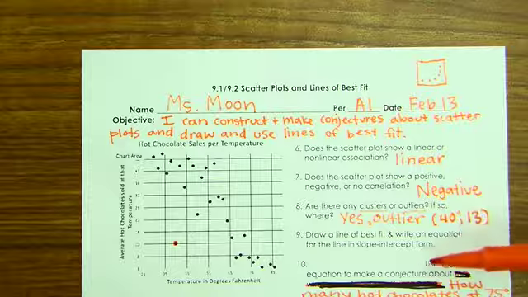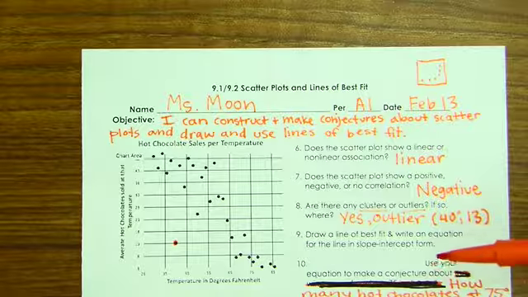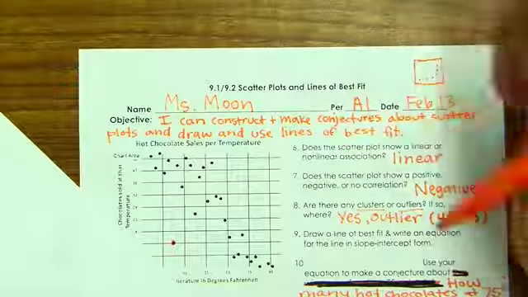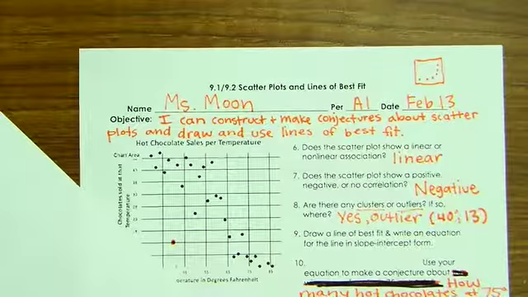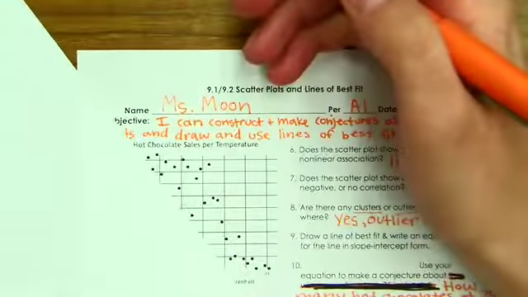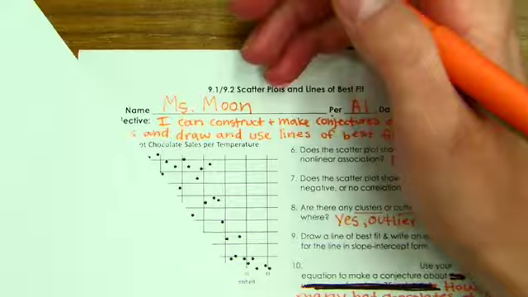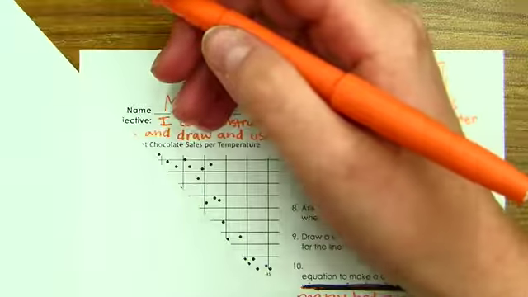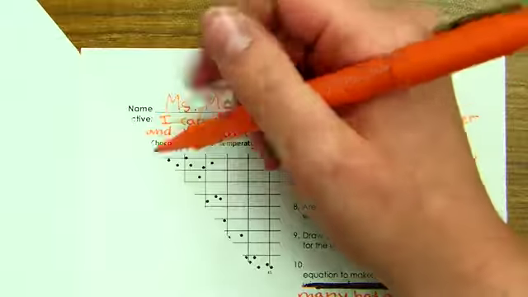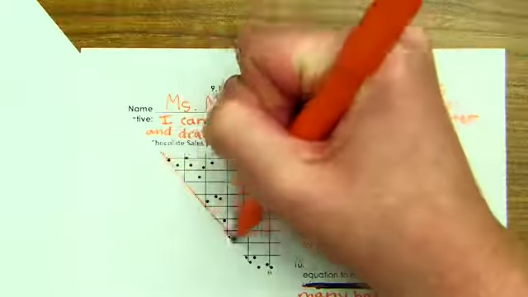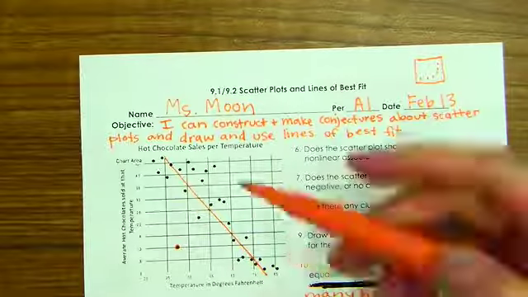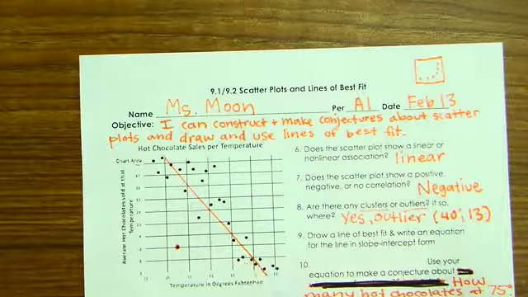Now, number 9 is asking us to draw a line of best fit and then write an equation for the line. A line of best fit is basically where you get to draw a line that is your best judgment of fitting the pattern of the data. So I'm going to slide this in here. I think right about there will fit well for my line of best fit. I draw a line, and I think that fits the data really well. All of the points kind of gather around this line. So that's my line of best fit.